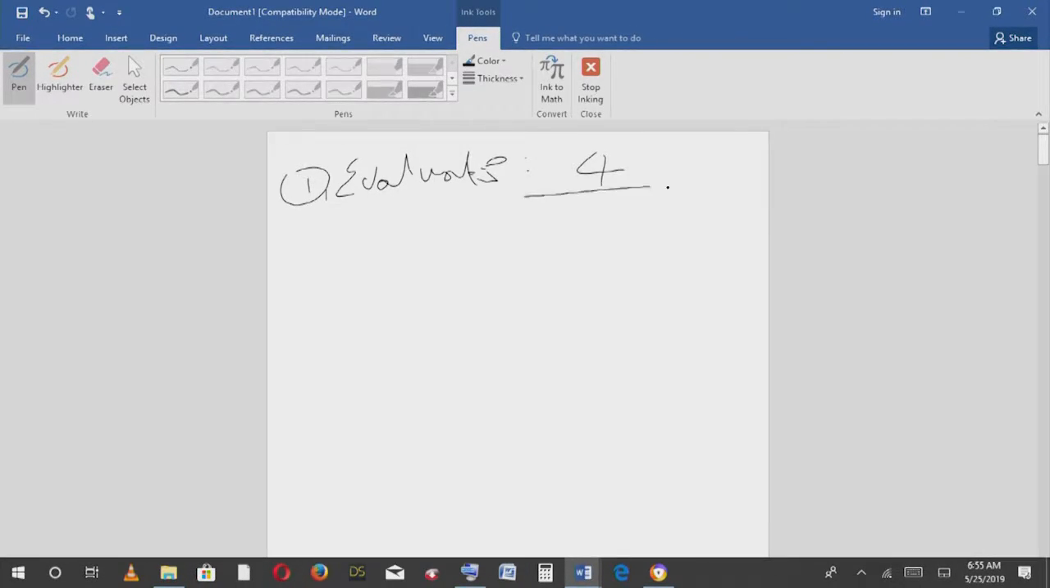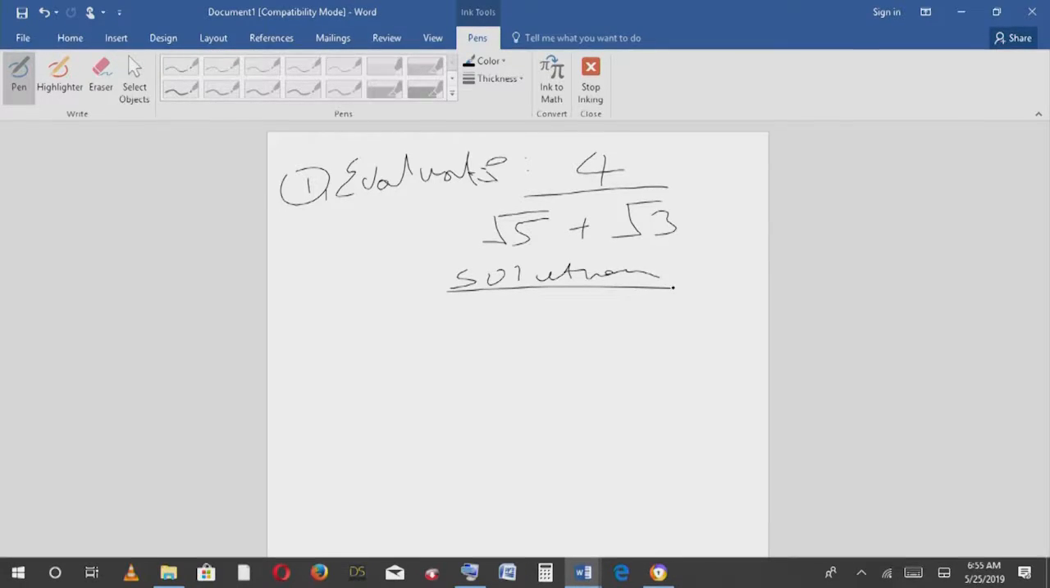Four upon root 5 plus the root of 3. Okay, solution. We have there 4 upon root 5 plus root 3.